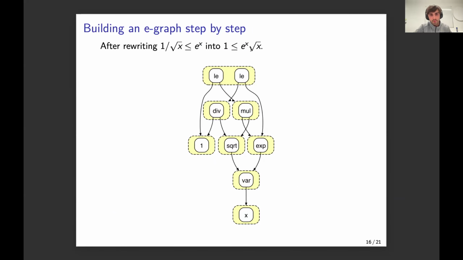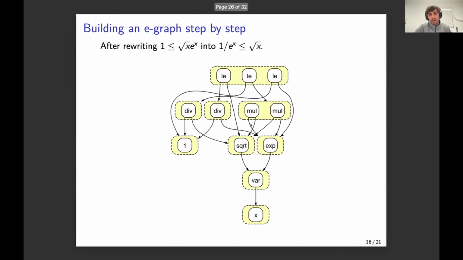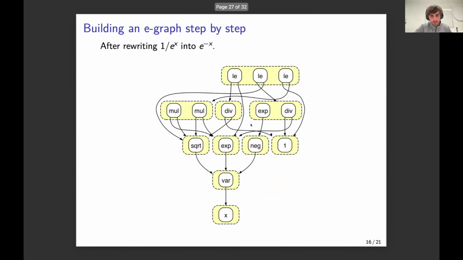So this is after rewriting the inequality. This is after rewriting commutativity. This is a clear example here because of this mul equivalence class. We added a new node and they have arrows pointing in opposite ways with respect to this one. And we can keep applying rewrites until we get a huge eGraph representing many equivalent terms.